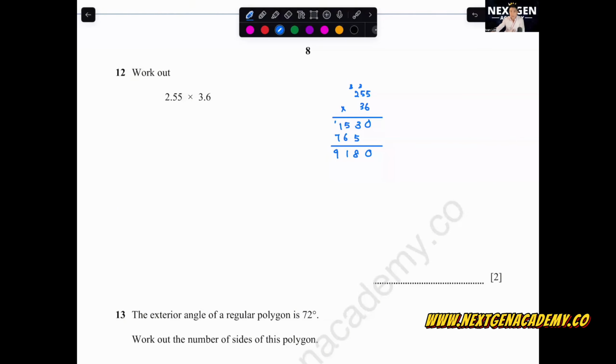9, 1, 8, 0. And then, because you got 3 dp, right? You got 2 dp plus 1 dp. Total, you have 3 decimal places. Do you all remember how to do multiplication for decimal places? You calculate without a decimal place first. You just take the values. Then you count the number of decimal places from the right-hand side. From here, 1, 2, 3. Which will get 9.18.